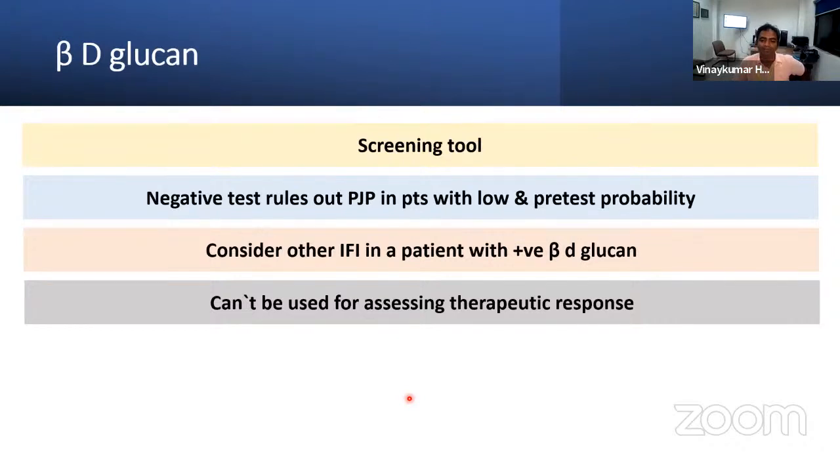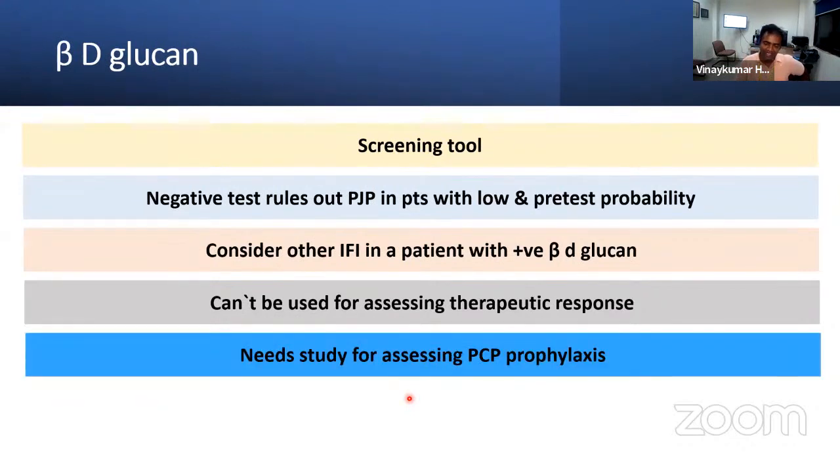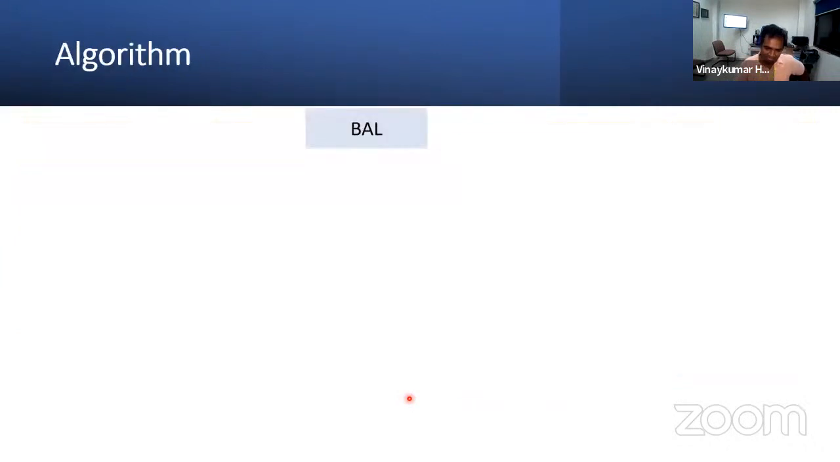And remember that falling levels of beta-D-glucan do not mean that the patient is getting better from Pneumocystis pneumonia. Till date, there are no studies that have assessed its utility in Pneumocystis prophylaxis, whether you should stop prophylaxis if the beta-D-glucan level falls. We don't have such studies.